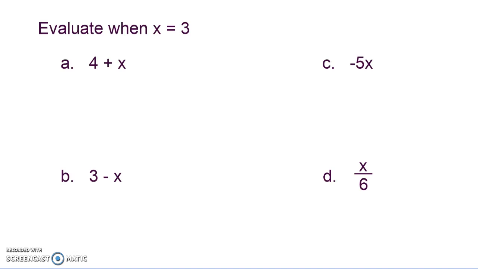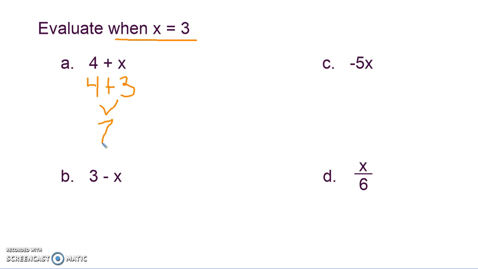In the first example, A, we have 4 plus x. Now it says that x is 3. So what we want to do is rewrite this equation, 4 plus, and turn x into 3, because we're evaluating when x equals 3. So from here we just solve: 4 plus 3 is 7.